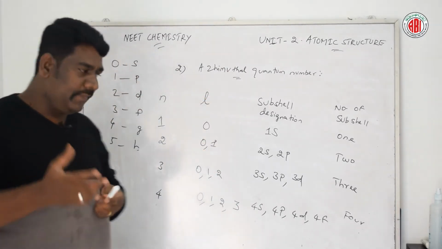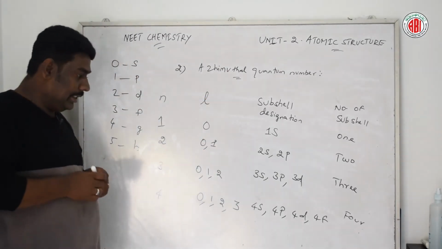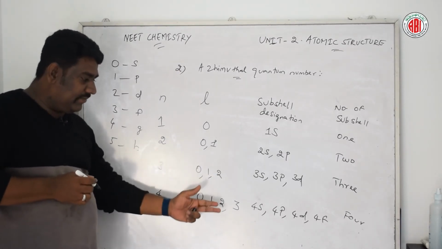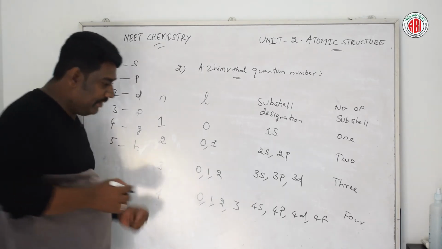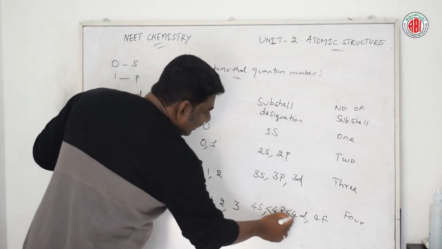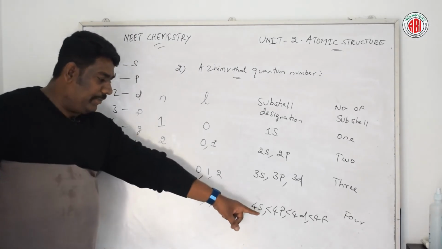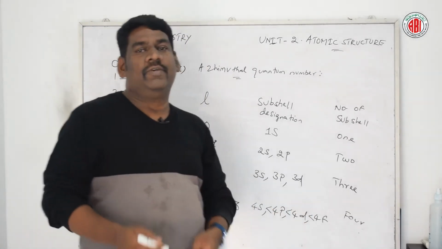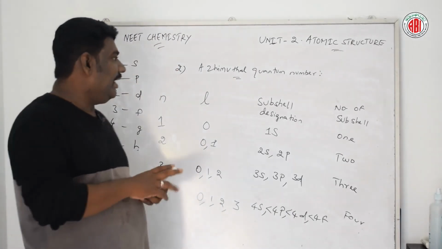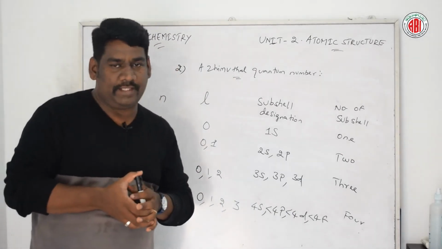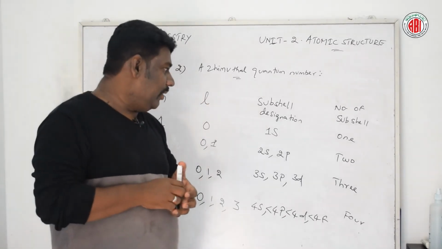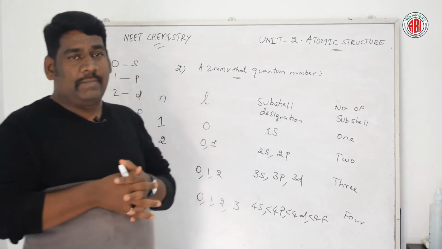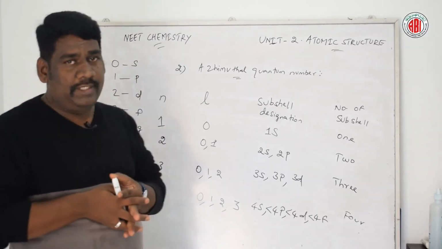Now the energy level. The energy level starts from 4s, 4p, 4d and 4f, and each is always greater than the previous. For example, 4p is greater than 4s, 4d is greater than 4p, 4f is greater than 4d. In this way we can explain the azimuthal quantum number. It not only explains the subshell designation or the subshell level, but also the angular momentum of the electron.